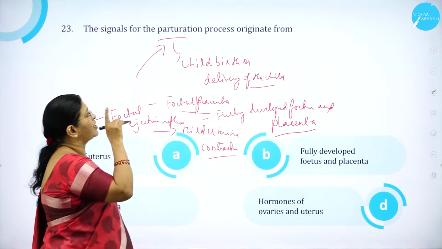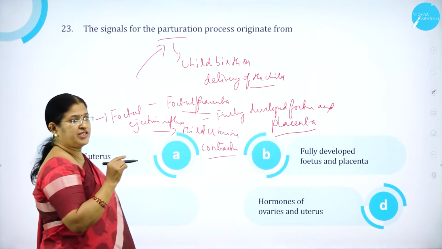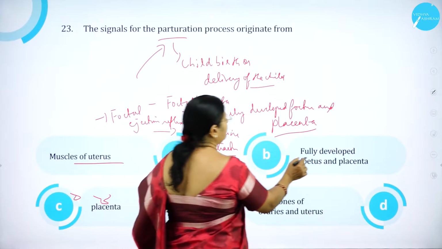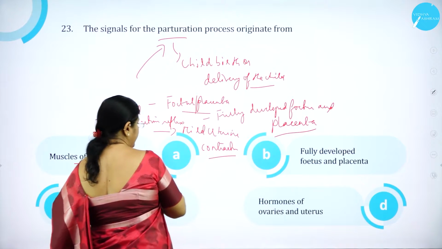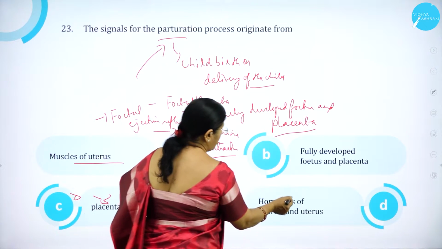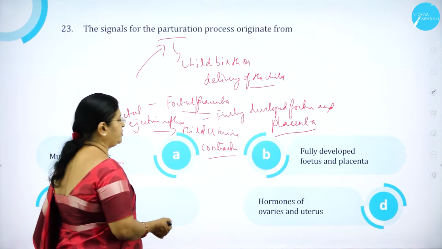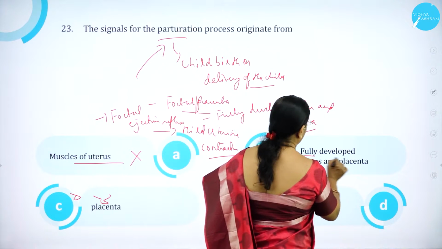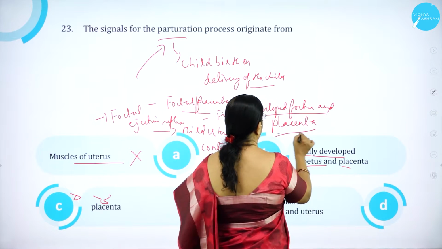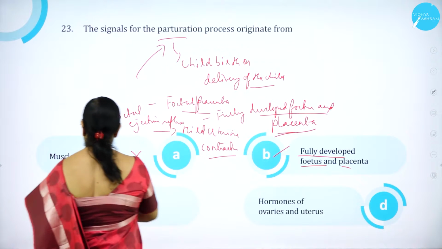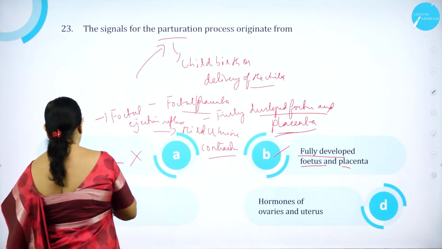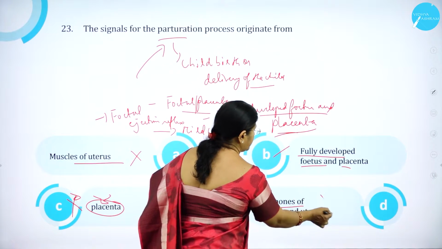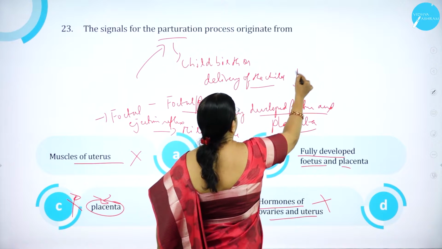So the signals for the parturition process originate from option A, muscles of uterus, option B, fully developed fetus and placenta, option C, placenta, option D, hormones of ovaries and uterus. Option A, muscles of uterus, wrong. Option B, fully developed fetus and placenta, right. Option C, not only placenta, so it is wrong. Hormones of uterus and ovary is wrong. So option B is correct.